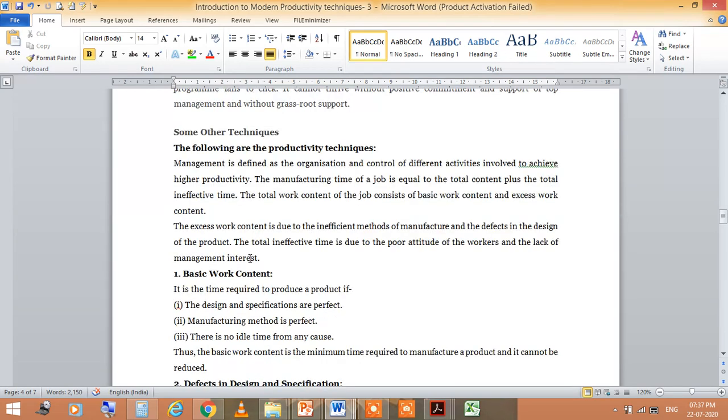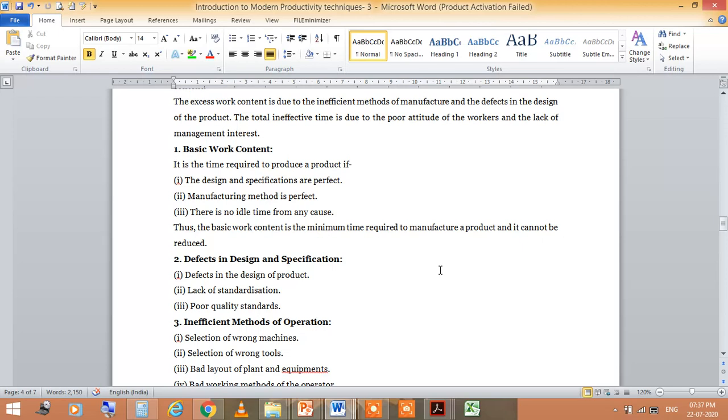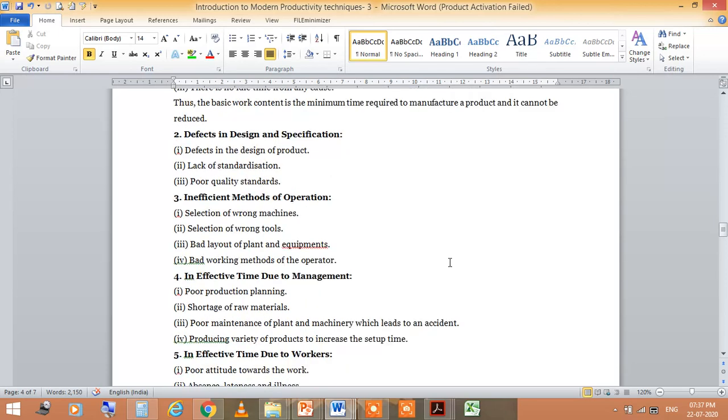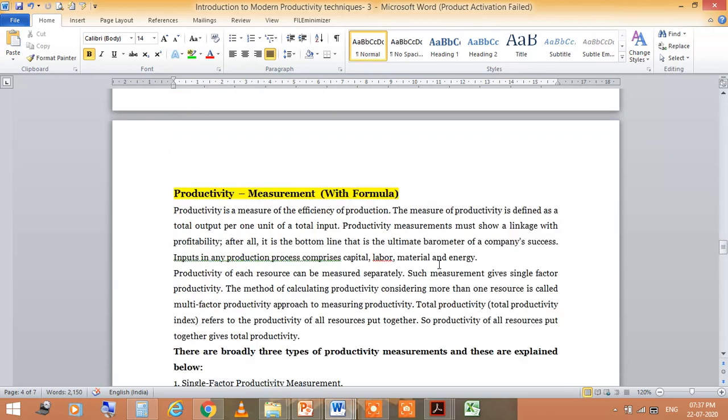So these are the techniques, and there are also some other factors like basic work content, defects in design and specification, inefficient methods of operations, ineffective time due to management, ineffective time due to workers.